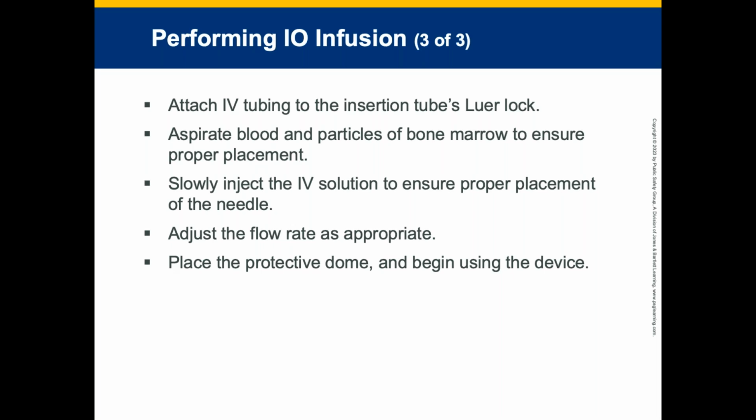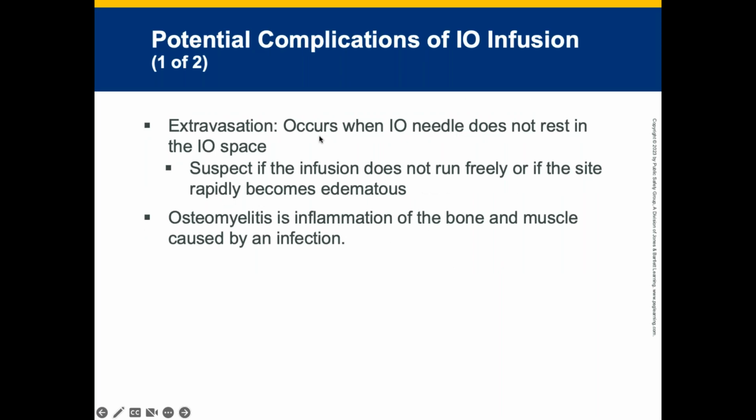And then also at that point in time, we're going to adjust the flow rate as appropriate. You're probably going to need a pressure bag. If you don't have a pressure bag, you can use a BP cuff around the bag and inflate the BP cuff to be able to push fluids through. Some other complications, obviously, if used properly, IO infusion is associated with a relatively low complication rate.